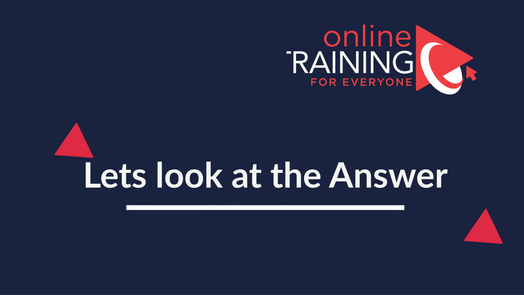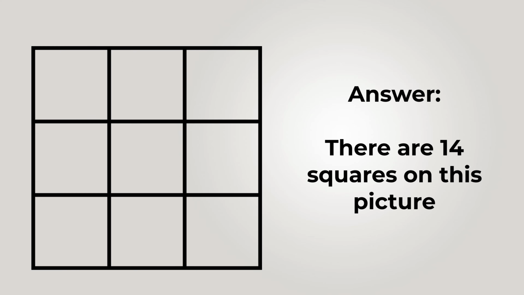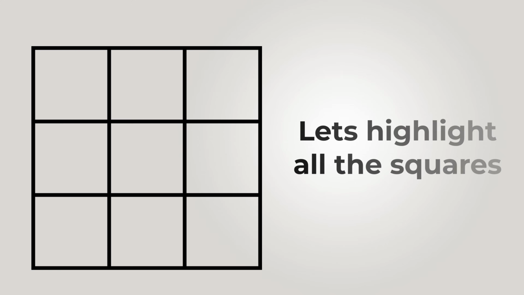There are 14 squares that can be identified in this picture. This definitely came as a big surprise to me. Do you see them all? Some of them might be much easier to identify than others. Let me draw them for you.